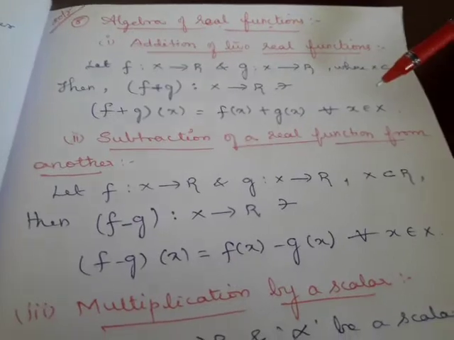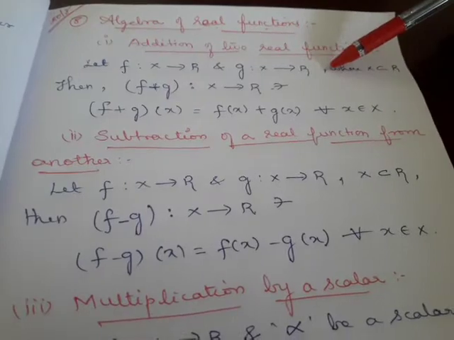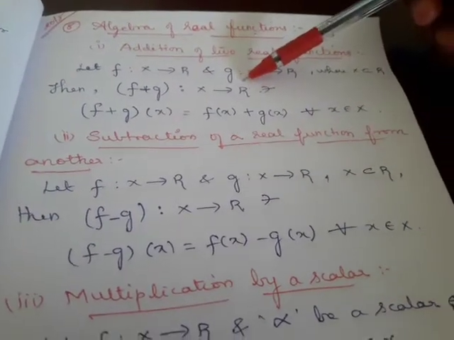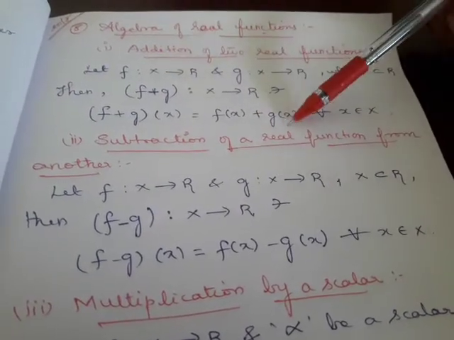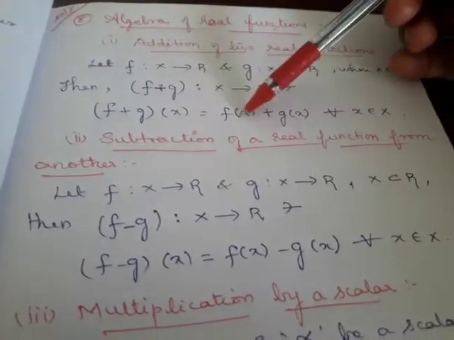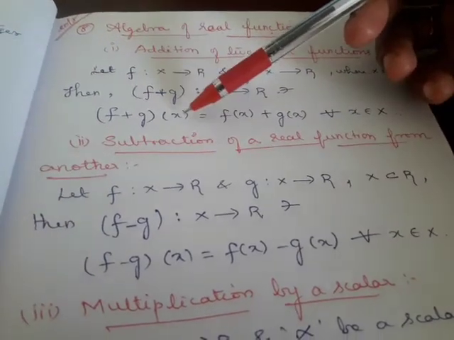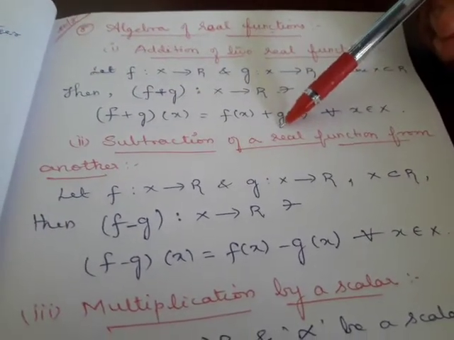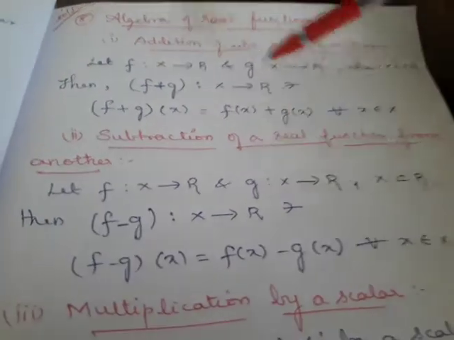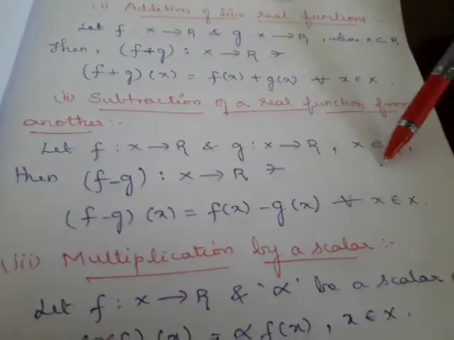So what do they mean by this definition? They mean if there are two functions defined on real numbers, then the sum of those two functions will be the same as adding the values of the functions, right? (f plus g) of x is the same as f of x plus g of x. There is no different function defined over there, it is just the addition of those two functions. Same way subtraction also, (f minus g) of x is f of x minus g of x for all x.